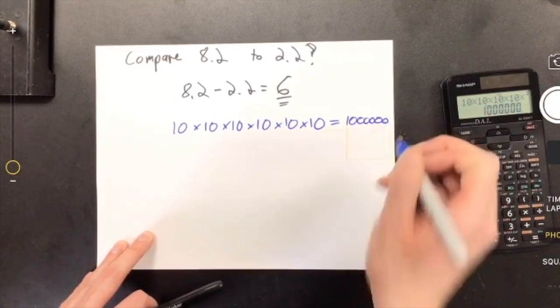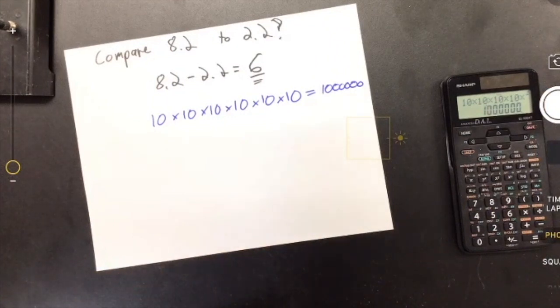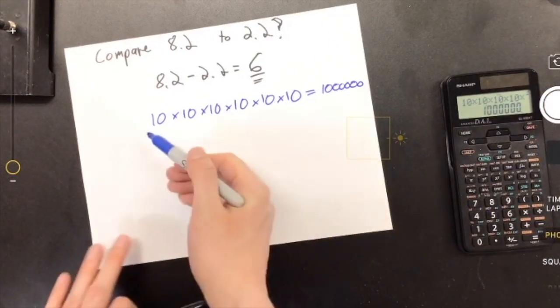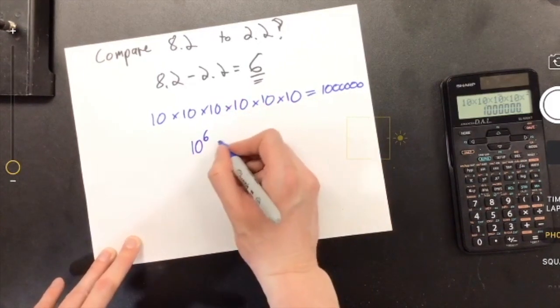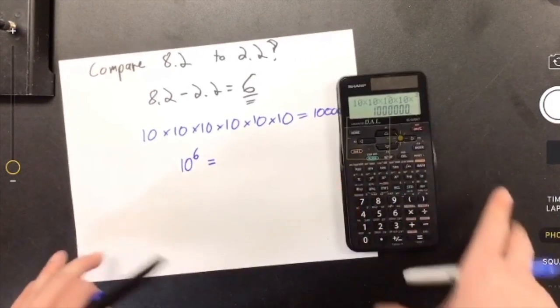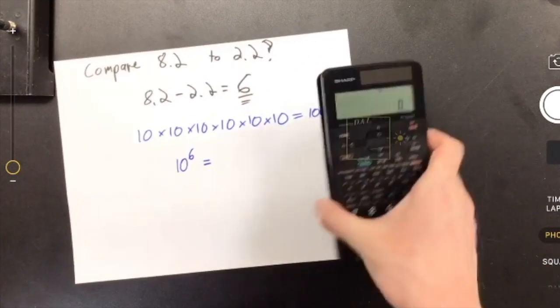So I just want to give you a quick refresher, because it's probably been a while since you had to put exponents into a calculator, where that is on the buttons. So 10 times itself 6 times is the same thing as 10 to the power of 6, right? So that can save us some headaches when it comes to calculating.